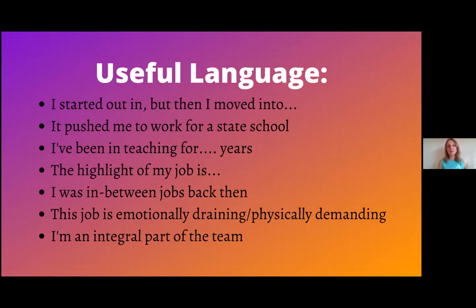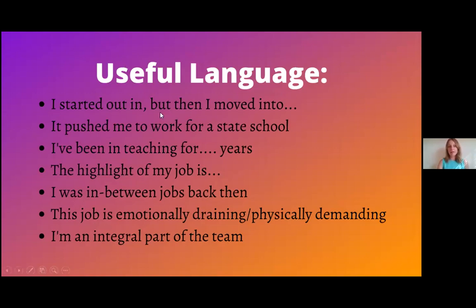I was in between jobs back then, meaning that I couldn't actually make the right decision. Maybe I was unemployed and so on. I didn't like my previous job, namely I was an accountant. It was emotionally draining, but I love teaching even more, although it is physically demanding. And I love my team. I'm an integral part of it.